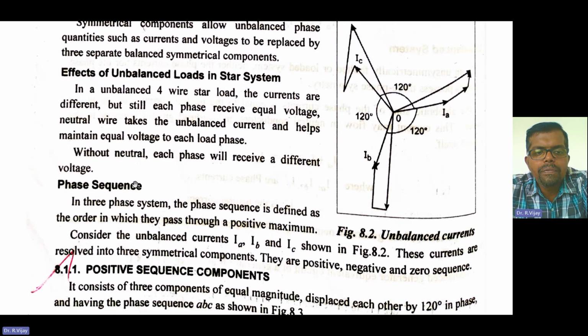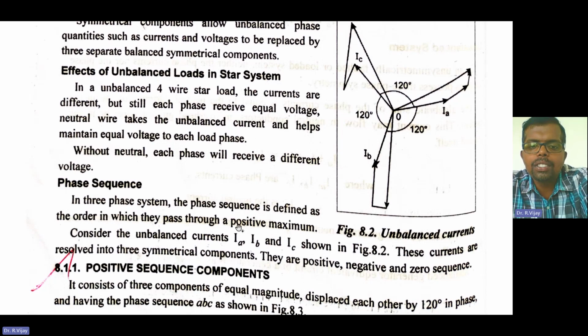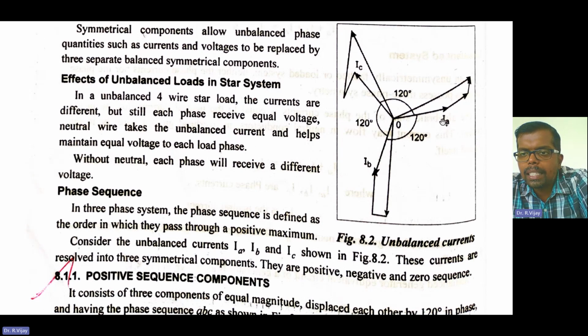So what is the phase sequence? In the three-phase system, the phase sequence is defined as the order in which the phases pass through the positive maximum. Consider the unbalanced currents Ia, Ib, and Ic, which have a phase shift of 120 degrees apart.